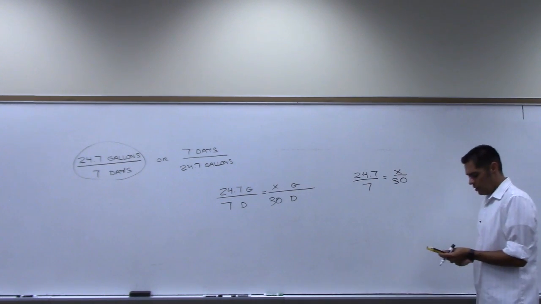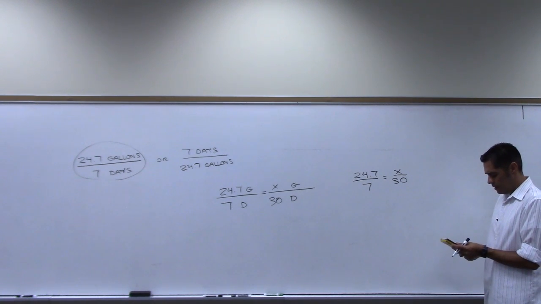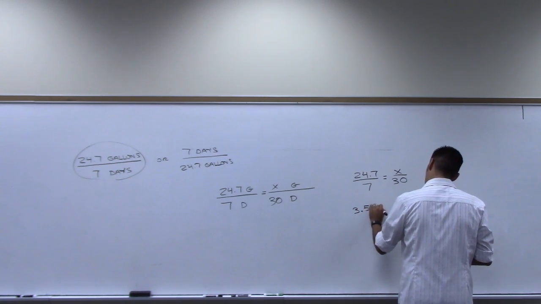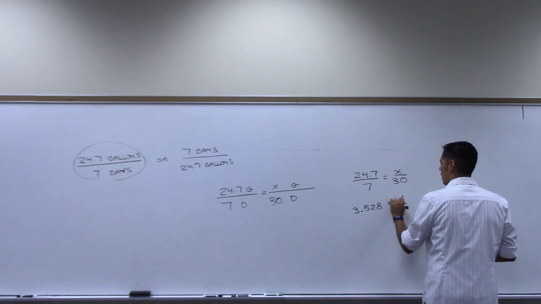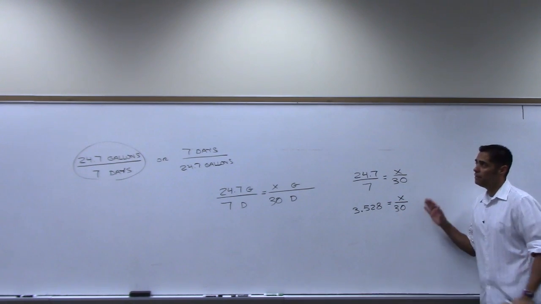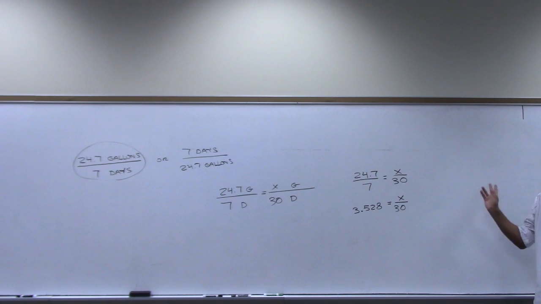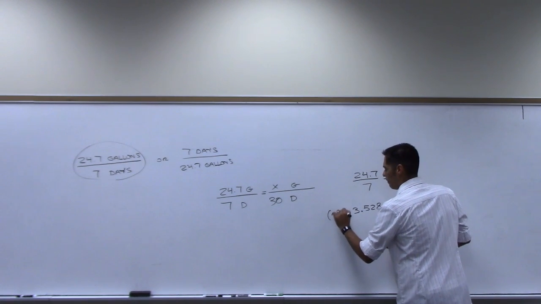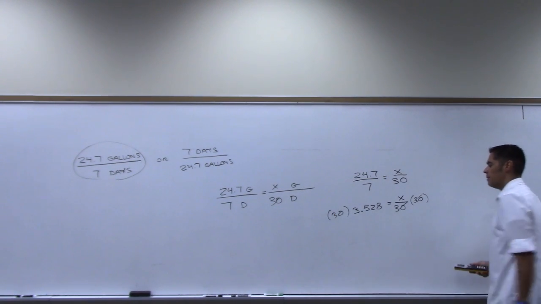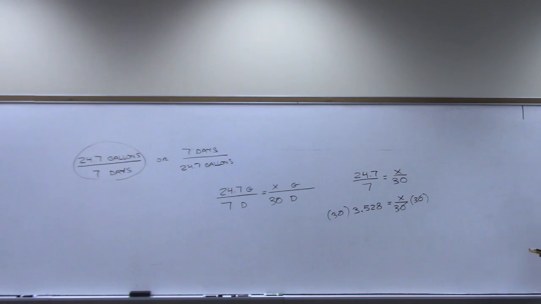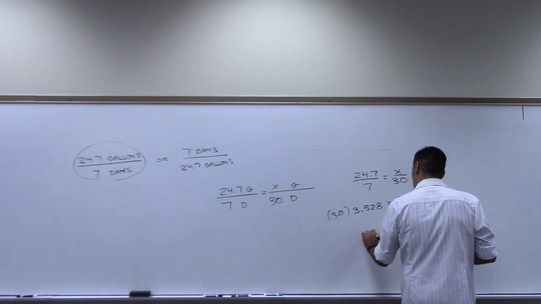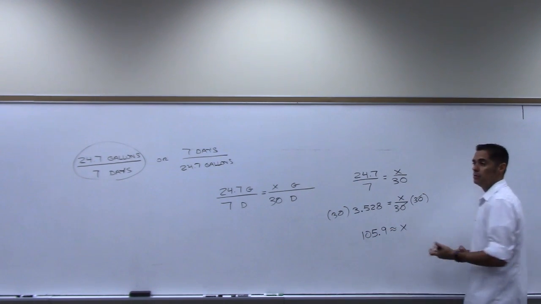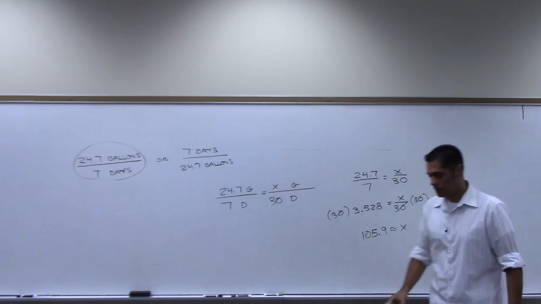You could, on your calculator, do this first. I'll do that. I'll do 24.7 divided by 7. Ooh, I get 3.528. I can keep going, but I'll stop there. Is X over 30. And then to get X by itself, multiply both sides by 30. So I'm going to do 30 here and 30 here. Multiply, these go away. So times 30. We're getting roughly 105.9 approximately, X.